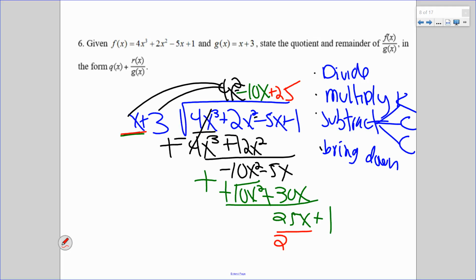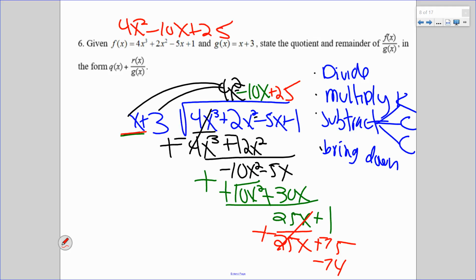Multiply: 25x plus 75. Subtract, keep, change, change. Cancel. I got negative 74. Is that what I got when I did it here? Yes. So, my quotient is 4x squared minus 10x plus 25. And then I have to put my remainder over the divisor.